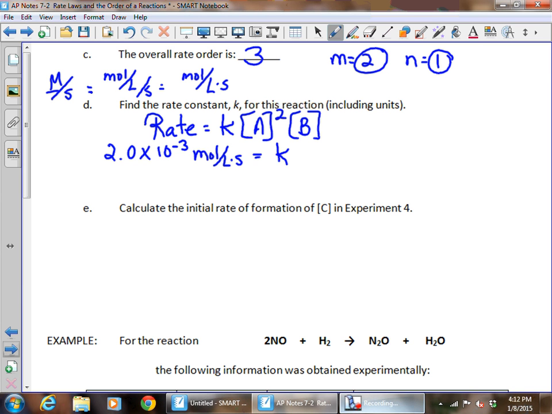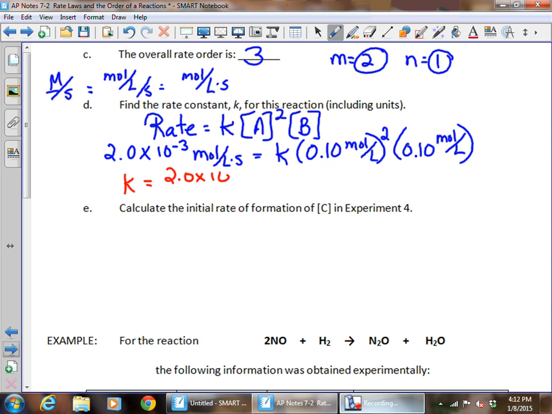We are trying to find K. We just said that A was going to be 0.10 molar. It has it in brackets, and as soon as it has it in brackets, that means moles per liter. Always true in chemistry. That's going to be squared. And our value for B was also 0.10 molar, or moles per liter, and that one is raised to the power of 1. So now to solve for K, K is going to be equal to 2.0 times 10 to the minus third moles per liter per second divided by 0.10 moles per liter squared times 0.10 moles per liter.